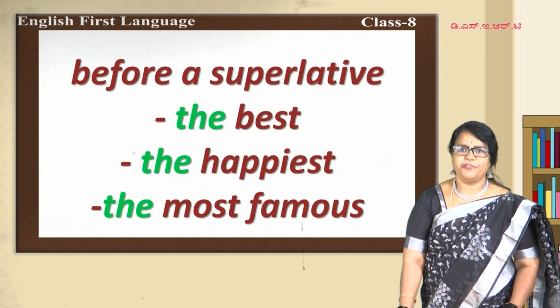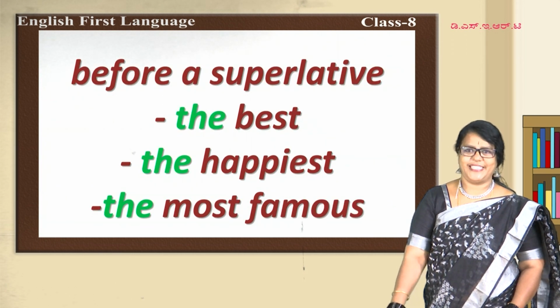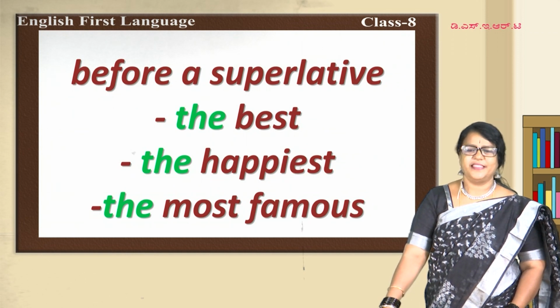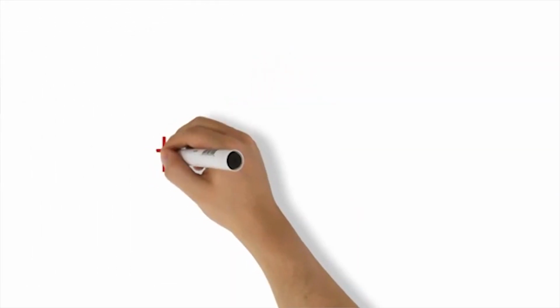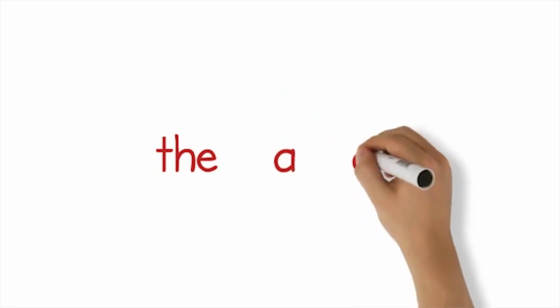The is used before a superlative degree: the best, the happiest, the most famous. Now children, let's view a video to learn more about articles a, an and the.